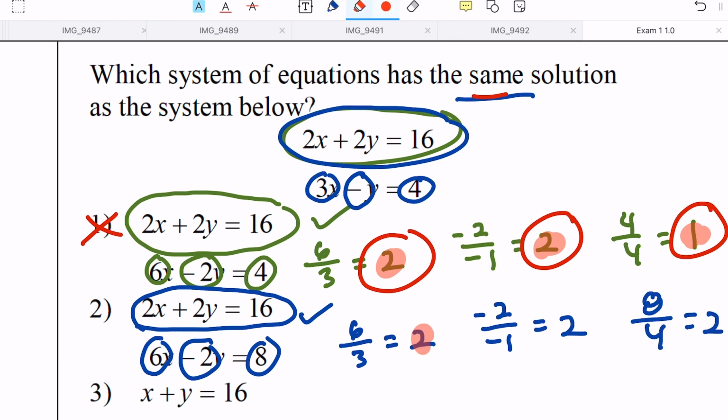Now, what do you notice? They're all 2. Okay, so that means that we found our other one. So our solution is here. We can just stop right there because they're all the same, for choice 2.